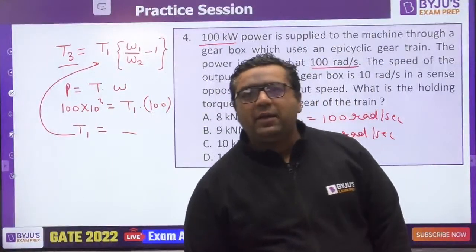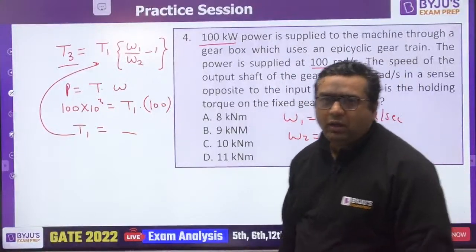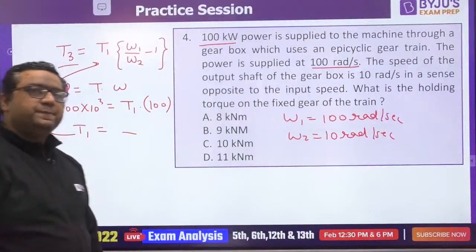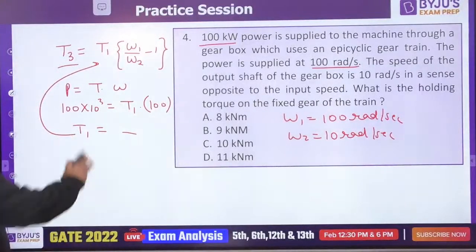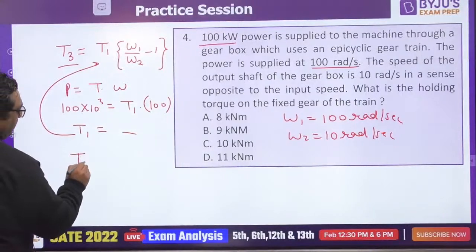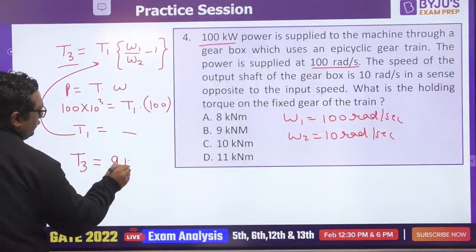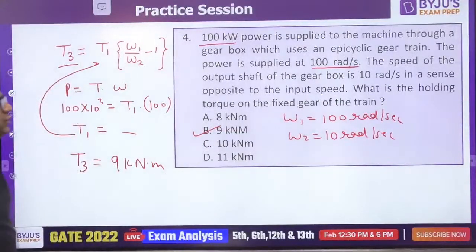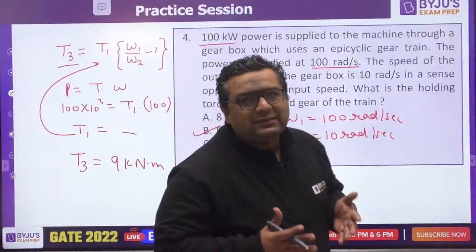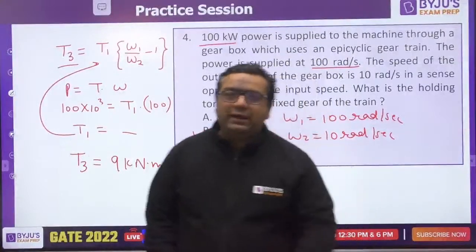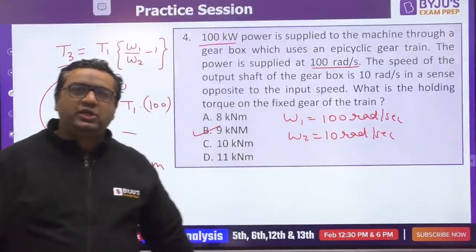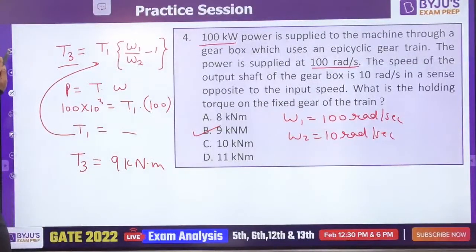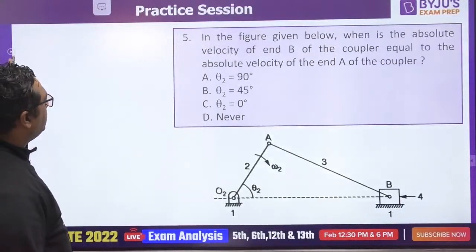Parvinder, Ramesh Mohan and Rohan have already answered it. Very nice guys. So once you find out T1 and put it here, you would be getting T3 to be 9 kilonewton meter. So I am giving you the procedure. The calculation part you would be doing because you have to give the exam. So my dear, let us move to the next. Very good Sudarshan and Dheeraj. Let us see the next question.